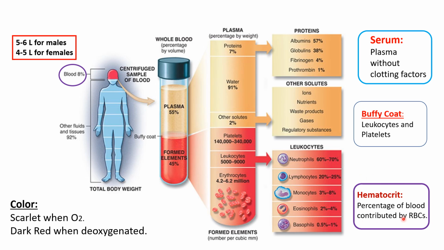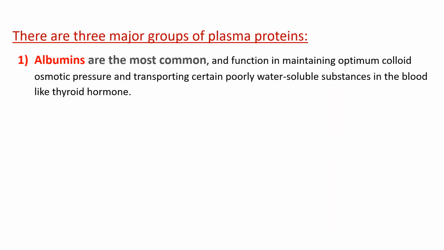Hematocrit, on the other hand, is the percentage of the 100% of the blood volume occupied by red blood cells. And normally that's somewhere in around 40 to 50%. It varies by male, female, can vary by age or disease. And so we've talked about the formed elements.